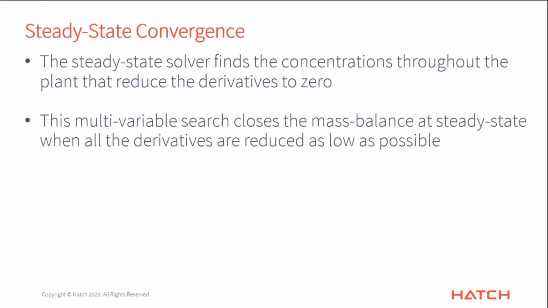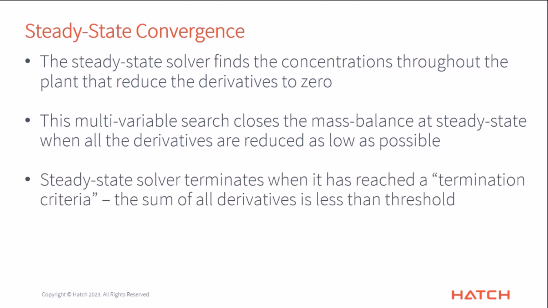We basically are taking every concentration at every connection point, and you'll see that those values go up and down over time while you're running dynamic simulations. But we use a special solver that finds the combination of all of those different parameters, and it basically does that until each one of the derivatives and the total sum of all of the derivatives gets down as low as possible, trying to get it to zero. It terminates, it reaches steady state, that's the 100% value, when it gets to a termination criteria, meaning the sum of all of the derivatives is now less than a particular threshold.